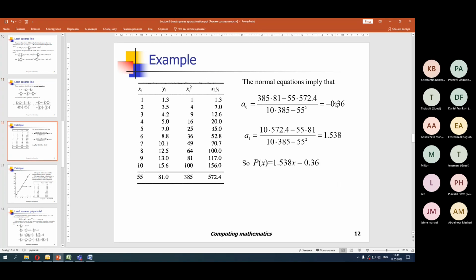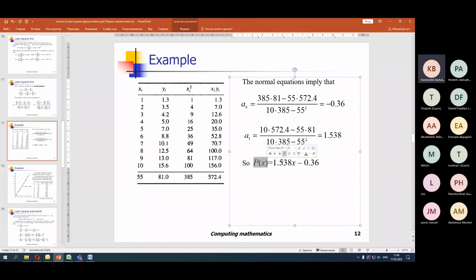Well, this is the answer. A0 equals minus 0.36, A1 equals 1.538. This answer is given with three digits after the decimal point. So the line, the polynomial of the first degree that approximates the given data, can be written as follows. This line will be the approximator to this data.